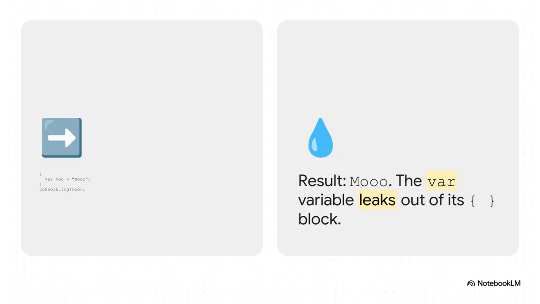Here's a perfect example of what I mean. See how we declare foo inside these curly braces? You'd think it would stay in there, but nope, we can still log it outside. The var variable basically leaks out of its block. And that is exactly what happened in our puzzle. There wasn't a separate i for each loop. There was only one single i variable that all 3 of those setTimeout functions had to share.